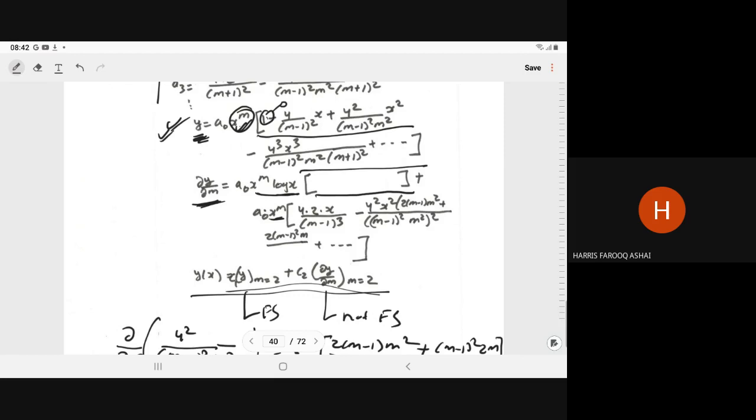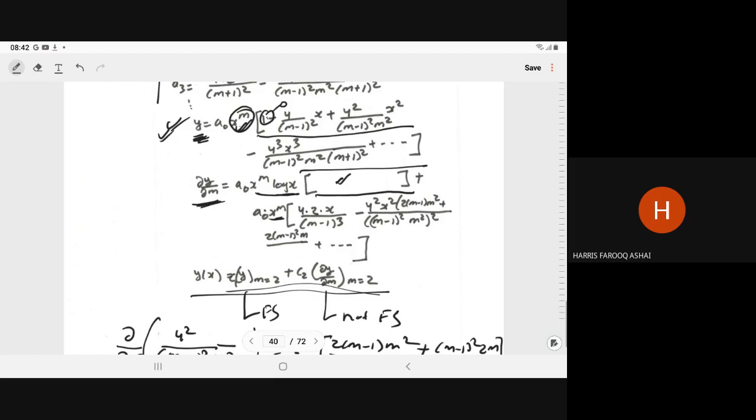Now after that, you have to compute del y by del m. For that, we consider this as two functions: the first function x to power m and the second function the bracket term. When we take the derivative, for the x to power m we have x to power m log x into the bracket, plus the first function as it is, a naught x to power m, and then we take the derivative of the bracket term.